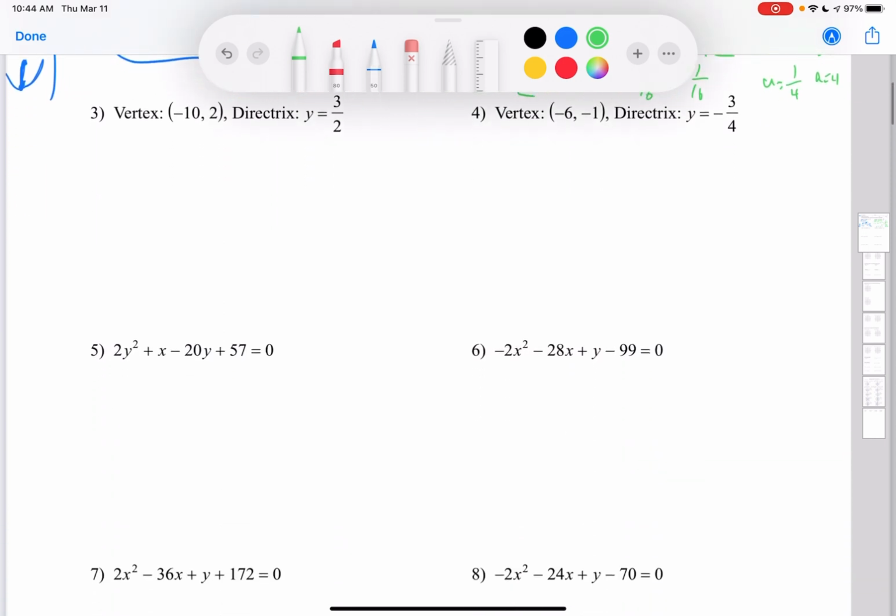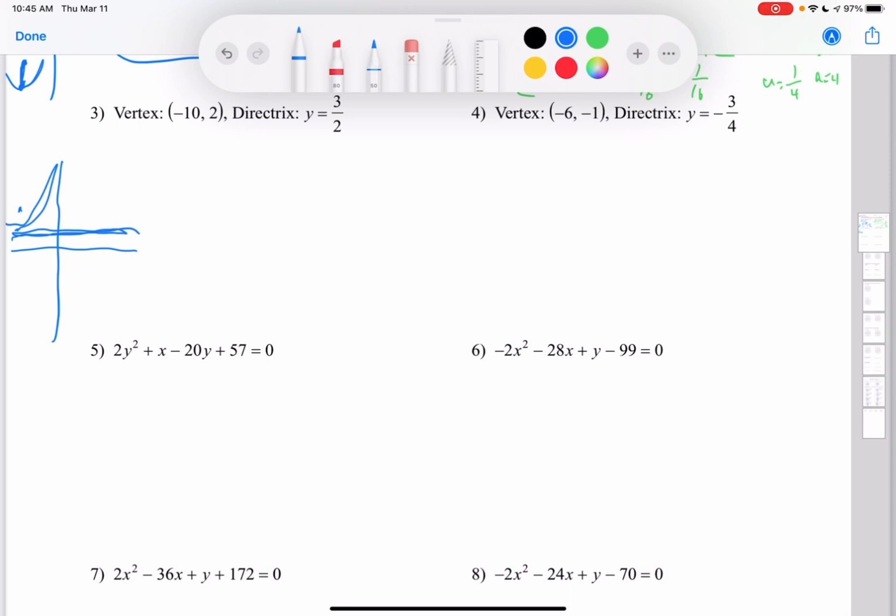Number 3. So we're given the vertex and the directrix. So again, I'm just drawing to help me do it. And that doesn't have to be really accurate, which this one ain't going to be close to being. (-10, 2), we'll just say is right there. The line of directrix is y is equal to 3 halves. So y is equal to 3 halves is 1.5, so it's this right here. So that means I'm going to go like this because my focus has to be in there somewhere.